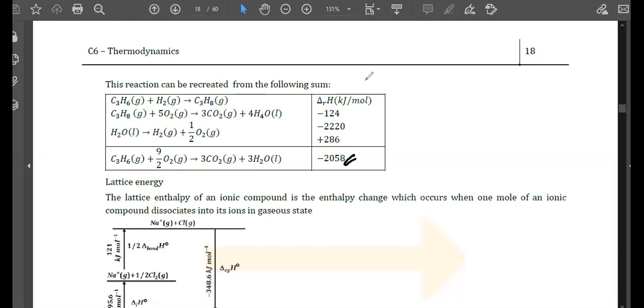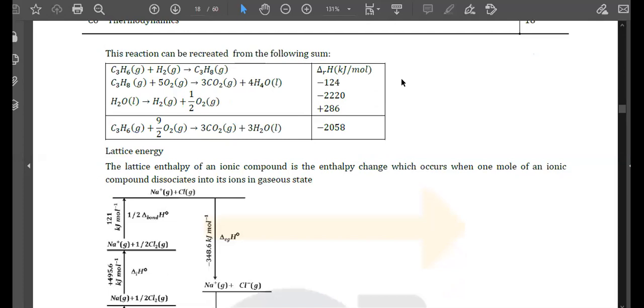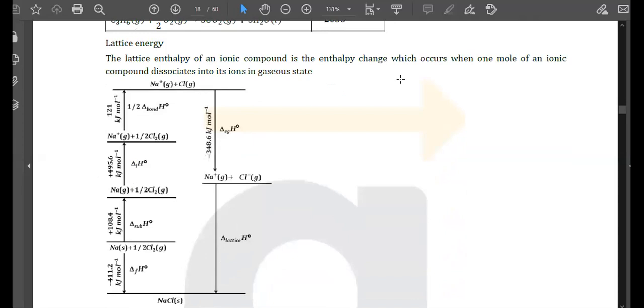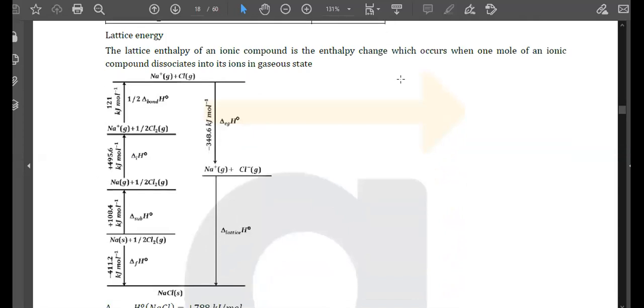Then we studied the Born-Haber cycle. We studied how NaCl is converted from its natural state. So we had Na solid and half Cl2 gas. Now Na is converted into gases.